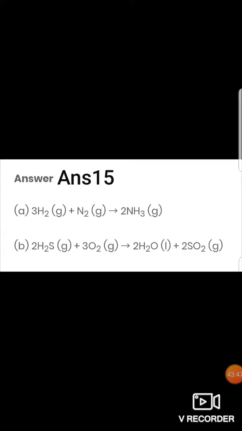When the hydrogen atoms on the product side are 3, you will balance the equation by writing 3 on the left hand side on the reactant. And then write the number for nitrogen atoms. Nitrogen atoms are 2, so write 2 on the right hand side. So 3 twos are 6, 6 hydrogen atoms, and 2 threes are 6 on the right hand side, 6 hydrogen atoms.